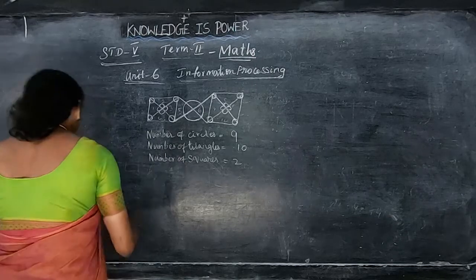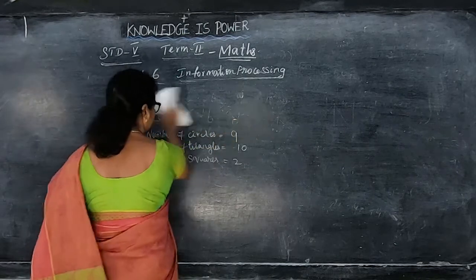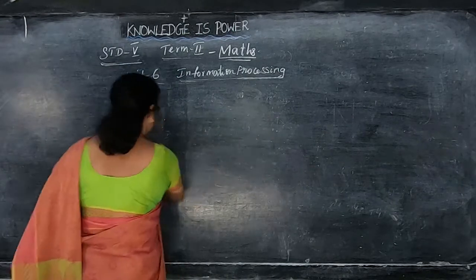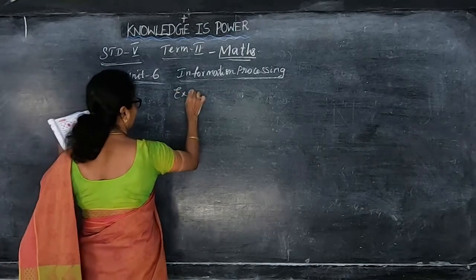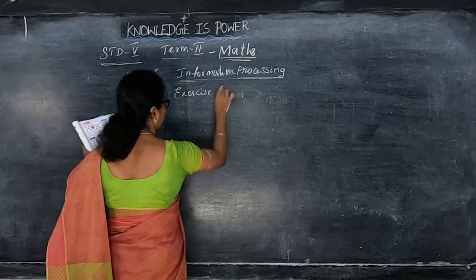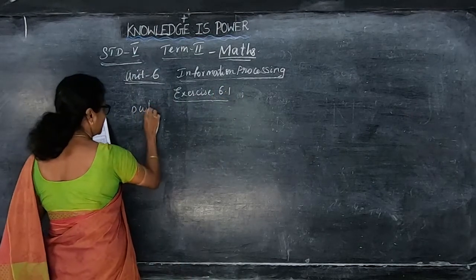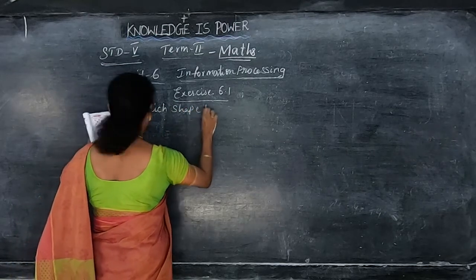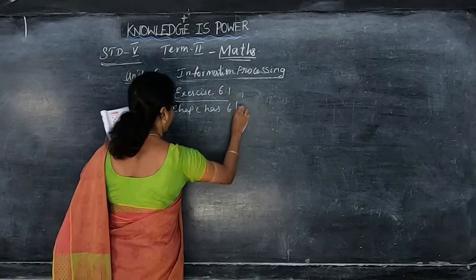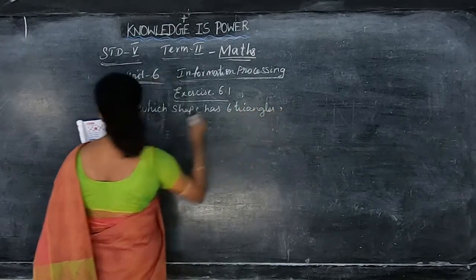And the next one is exercise number 6.1. Now we will move on to the exercise 6.1. Choose the correct answer. In 6.1, which shape has 6 triangles? In the shape, 3 shapes they have given. So where are the 6 triangles?